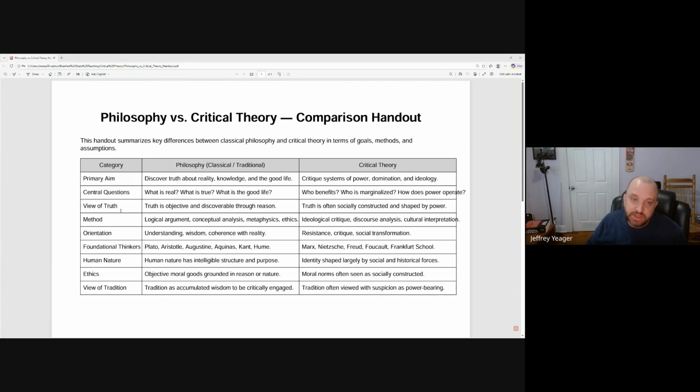Traditionally in the study of philosophy, truth. What is the truth? Truth is objective and discoverable through reason. Like a common philosophy and ethics is called the natural law. Right? The natural law is this idea that good and evil are ascribed in us through God. And we know what is good and what is evil through our own innate natures.